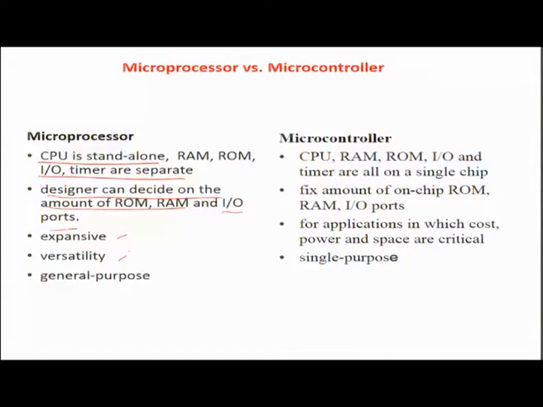However, microcontrollers' only advantage is that they are smaller and more integrated. So everything is together on a single chip: CPU, RAM, ROM, IO, timer, all on a single chip. You have a fixed amount of on-chip ROM, RAM or IO ports. For applications in which cost, power, and space are critical, a microcontroller would serve as a better tool than a microprocessor, because there we have to assemble a board. And the microcontroller has a single purpose, so it's programmed in a manner that will deliver only a certain job.